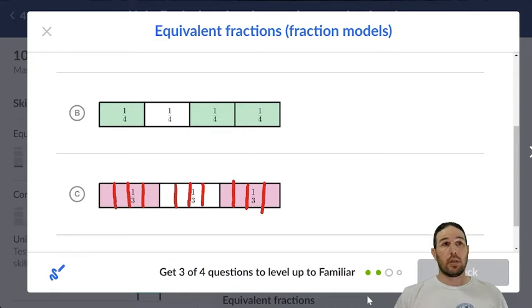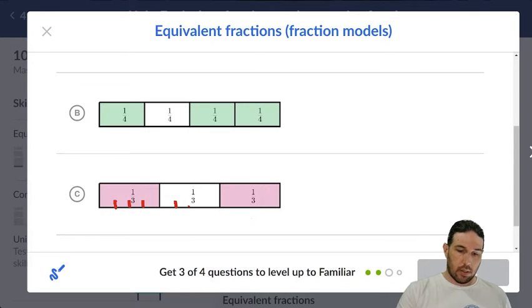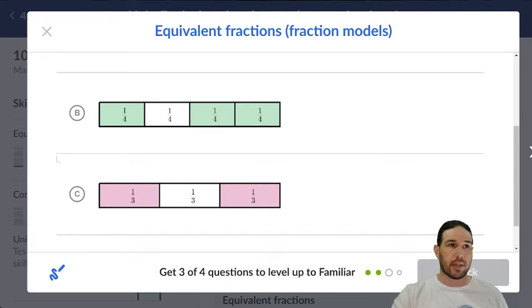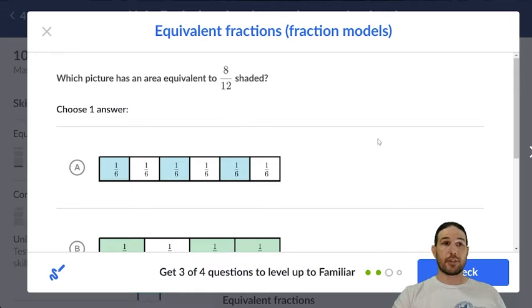So this fraction, 2/3, right? There's 2 of them and they're each a third. This fraction 2/3 is equivalent to 8 over 12.